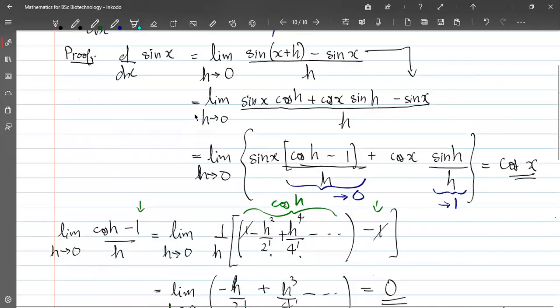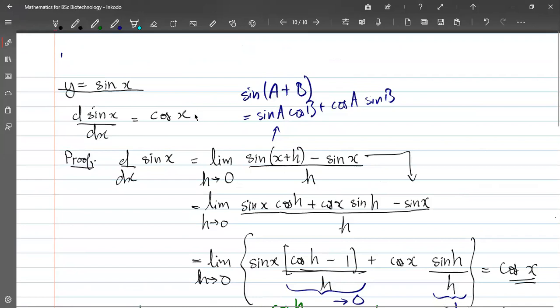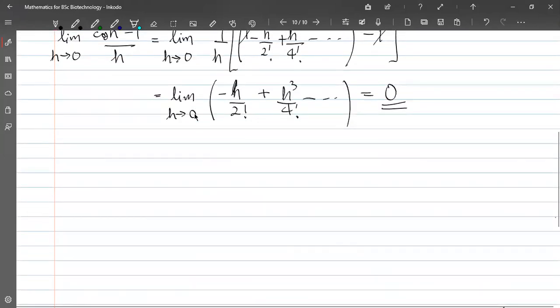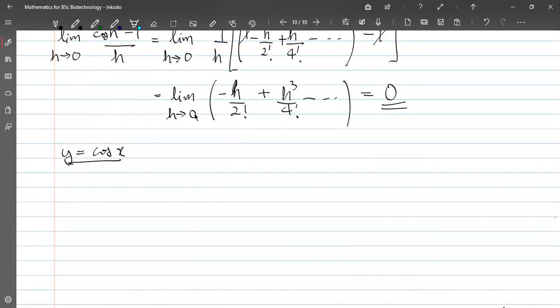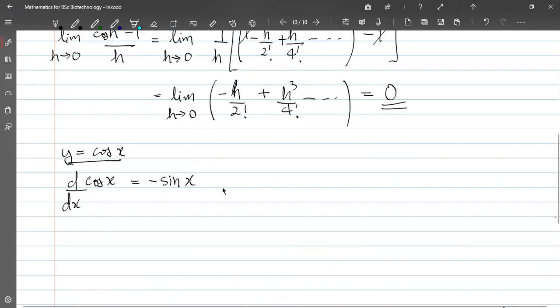Okay. And so similarly, as homework, take y is equal to cos x. So prove that the derivative of cos x is minus sin x. From first principles, prove that the derivative of cos x is minus sin x.